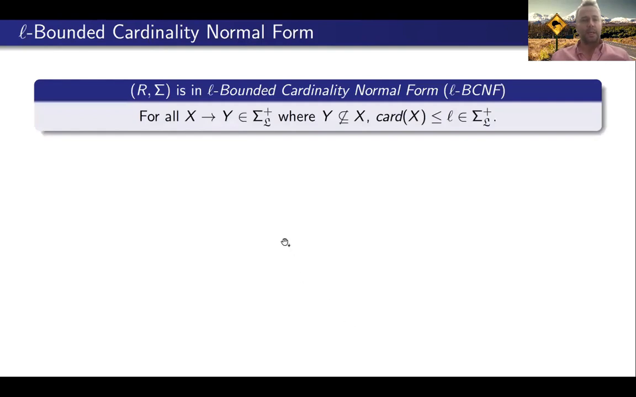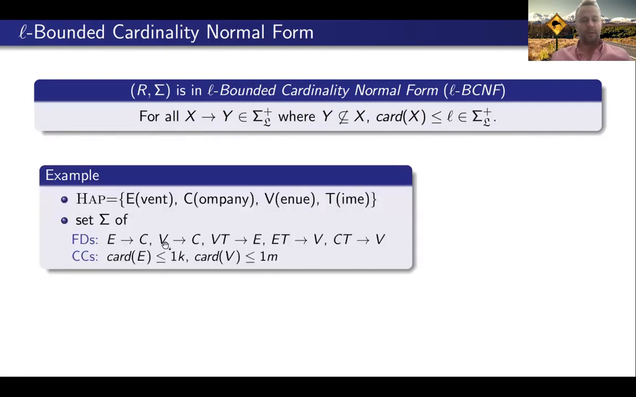So this now leads to a new family of normal forms for logical schema design, which we call L-bounded cardinality normal forms, parameterized by positive integer L. For every functional dependency that's implied by a given set and non-trivial, we demand that the left-hand side is bounded by L. So this must be a constraint that is also implied in here. In our example, if we look at these FDs, we can see that the left-hand sides here are bounded by these cardinality constraints, whereas the other left-hand sides are all keys, so they're naturally bounded by 1. So this schema is actually in 1 million bounded cardinality normal form.